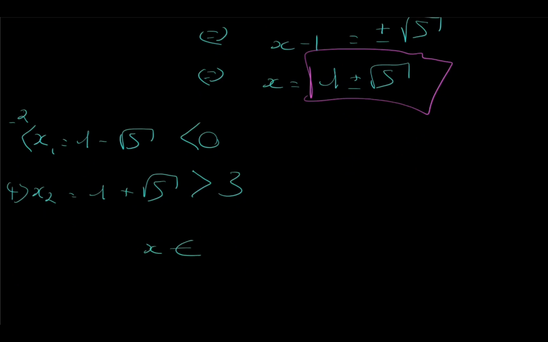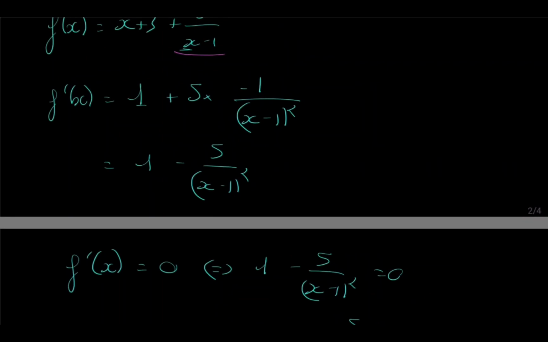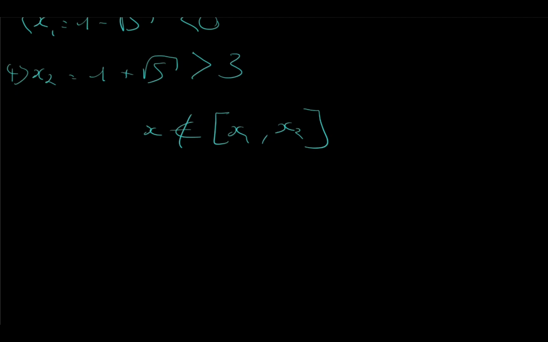Okay, now that we have both things here, when we have x outside of x1 and x2, what do we have? We have something that is positive. Why? Because when x tends to plus infinity, we have 1, which is positive. And because we know that it does not change sign, this implies f prime of x is greater than 0.